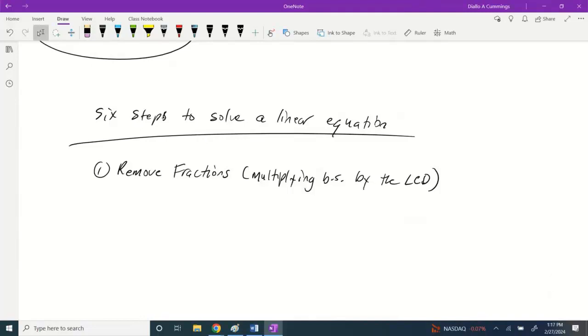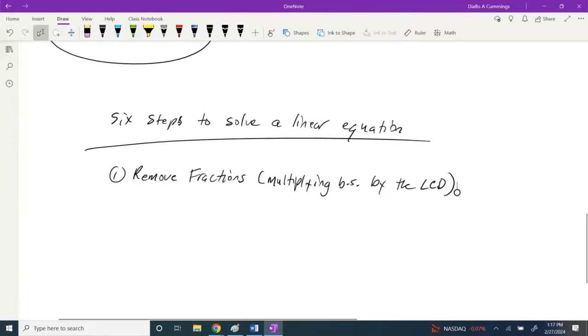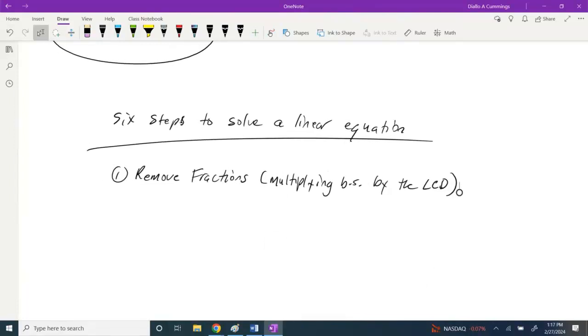So let me put that stipulation in. I believe my pen just went dead.